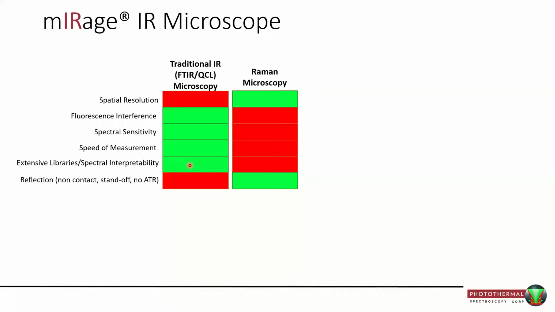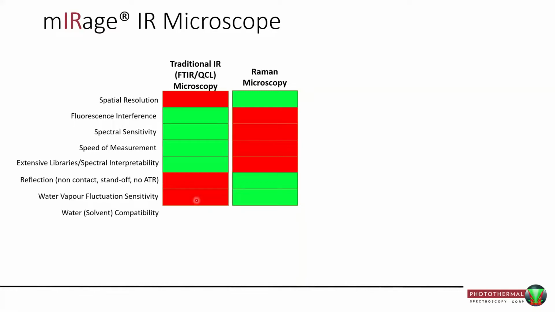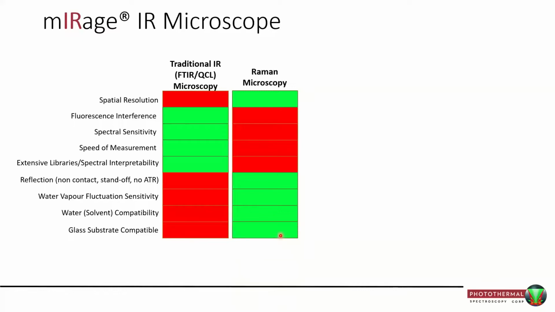But if you want to work in reflection mode, that's how Raman works, and IR doesn't work so well in reflection mode. Water vapor, again, issues in IR, not an issue in Raman. Water as a solvent for live cell measurements, for example, is really difficult with traditional IR, not an issue in Raman. Glass, generally okay in Raman, of course, except for 785. And the spatial resolution issue, again, in Raman, it's completely independent. With IR, you have a strong dependency on wavelength.